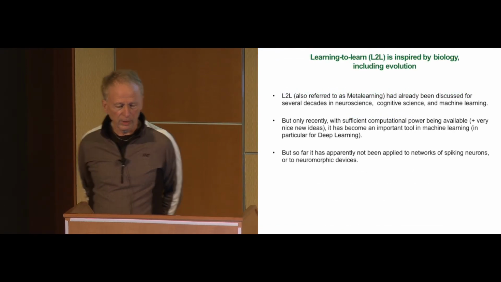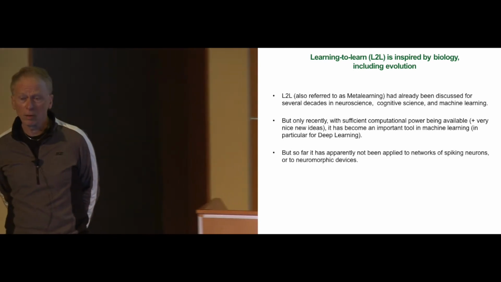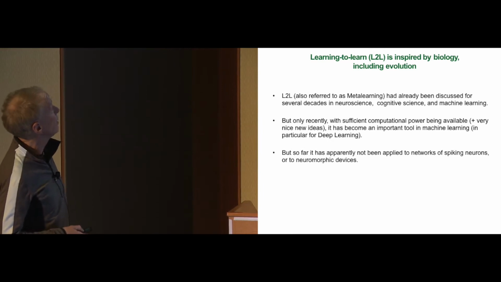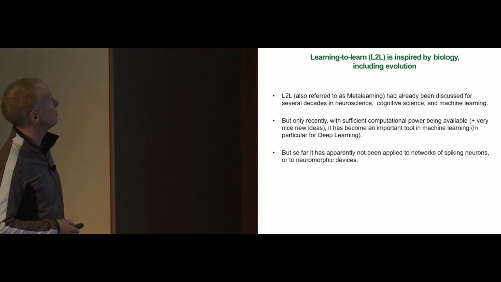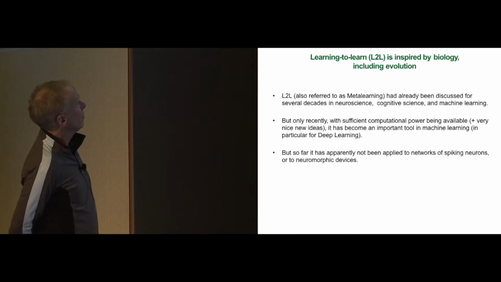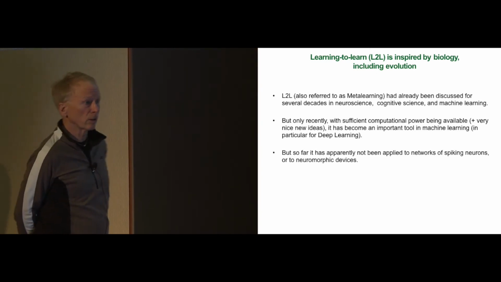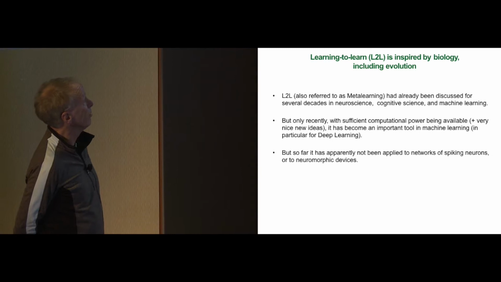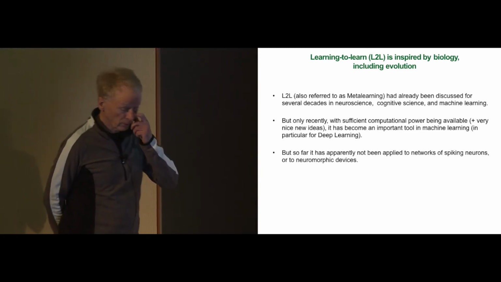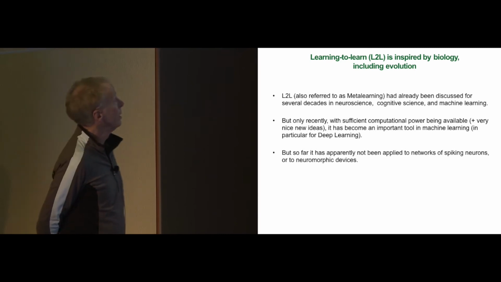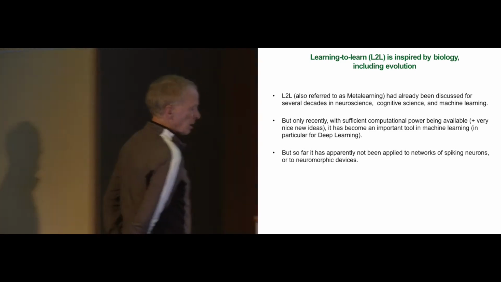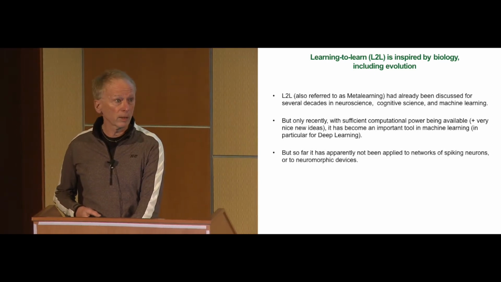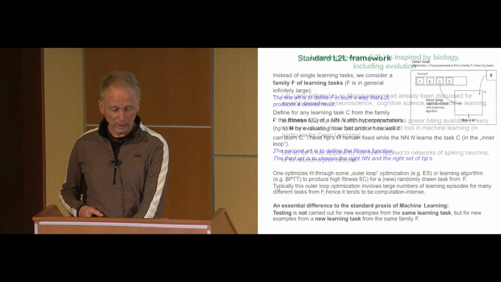So learning to learn is in principle an old topic. Some people call it meta-learning. I think it's synonymous. And it has been discussed for decades in papers in neuroscience, cognitive science, and also in machine learning. But only more recently, when sufficient computational power is around and some newer ideas from very bright people, it has become an important tool in machine learning. In particular, it is booming there since 2016. But so far, as far as I can see, it has never been applied to networks of spiking neurons or to neuromorphic devices. And I think there is a lot of potential, and I want to discuss this here.